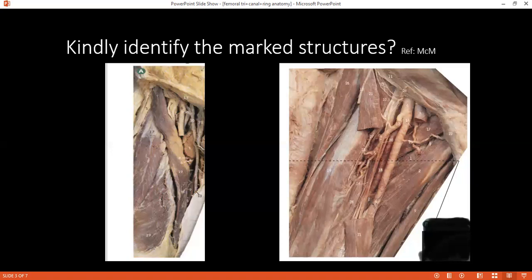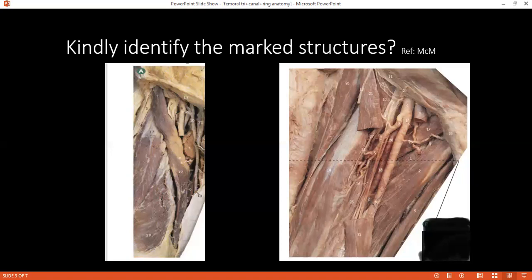Vascular lacuna is the space under the inguinal ligament through which the femoral vessels enter the femoral triangle, and the muscular lacuna is the muscular compartment located laterally under the inguinal ligament. Yes. And medially it contains. It contains the iliopsoas, lateral femoral cutaneous nerve.